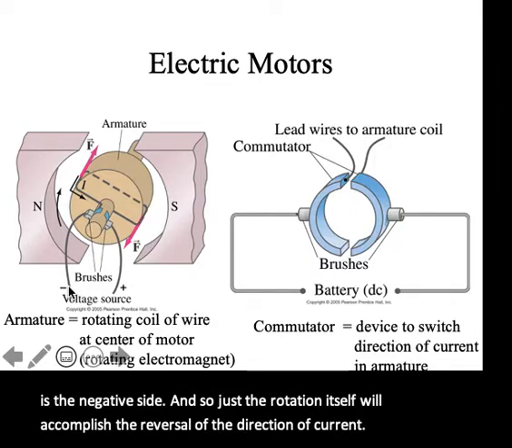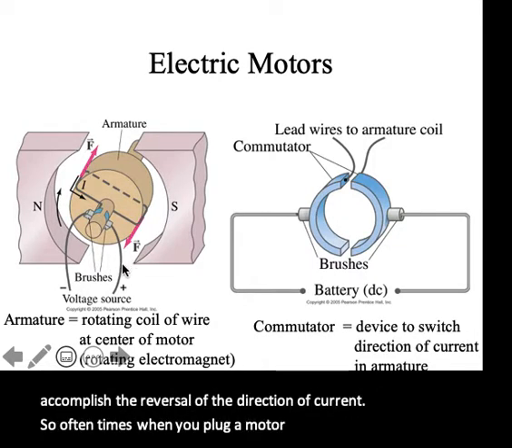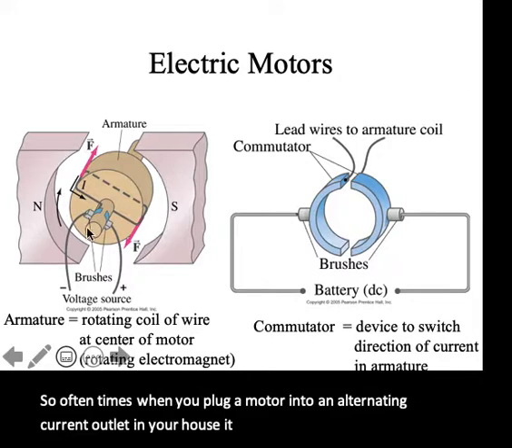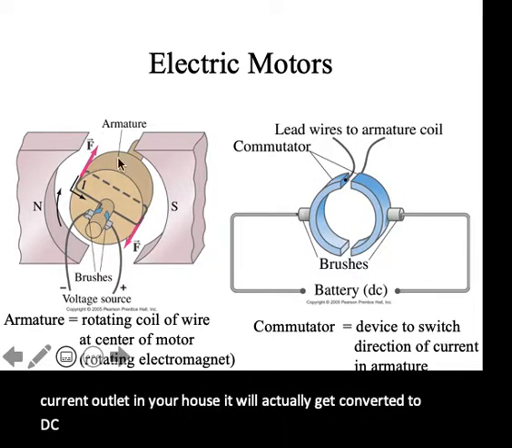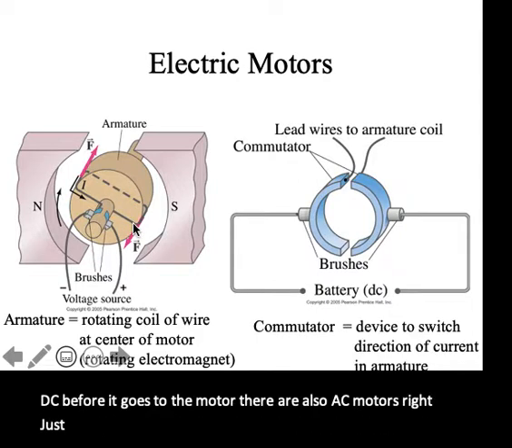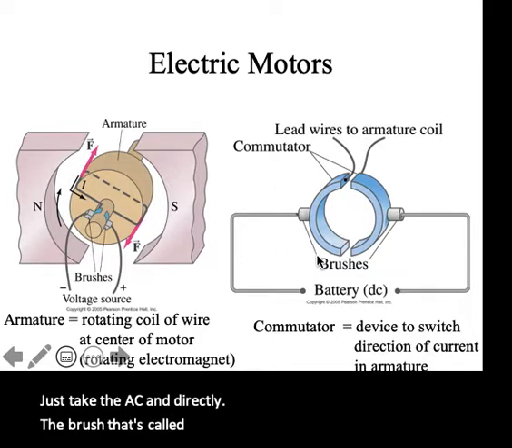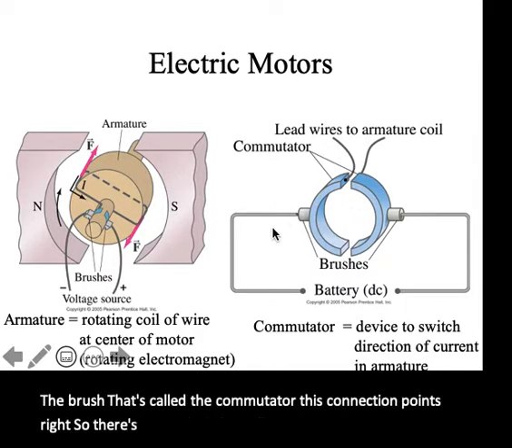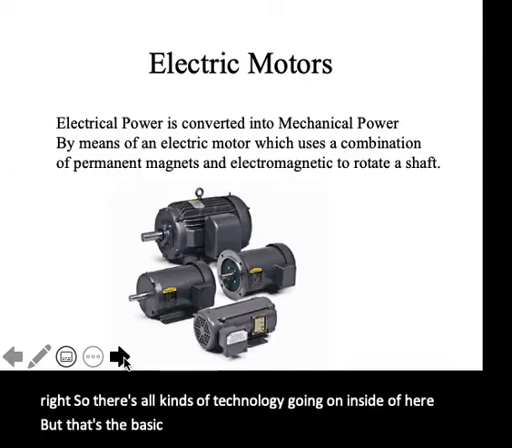So oftentimes when you plug a motor into an alternating current outlet in your house, it will actually get converted to DC before it goes to the motor. There are also AC motors, right, that just take the AC in directly. The brush is called the commutator, these connection points, right? So there's all kinds of technology going on inside of here. But that's the basic idea behind an electric motor.